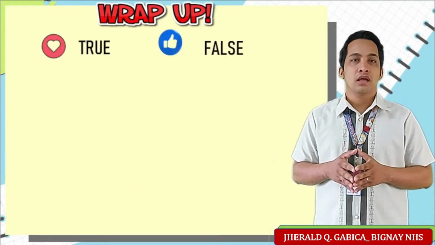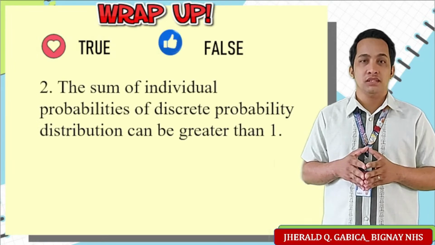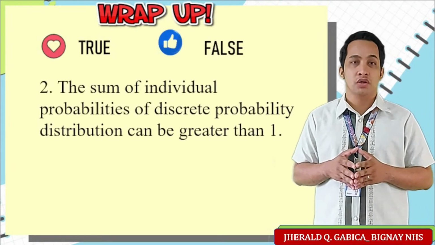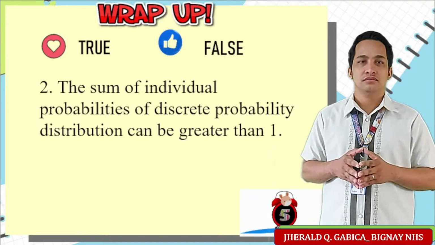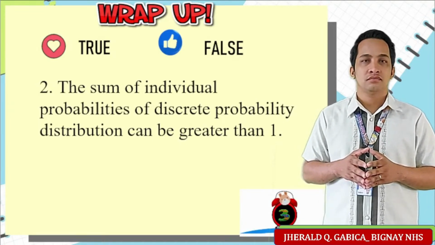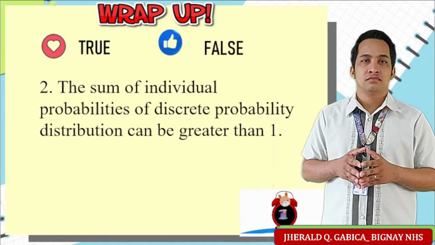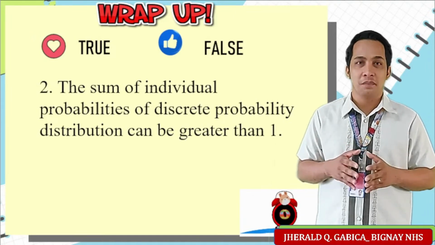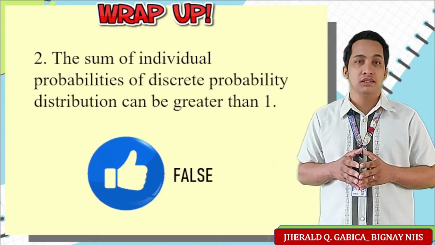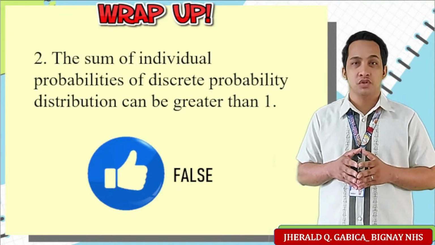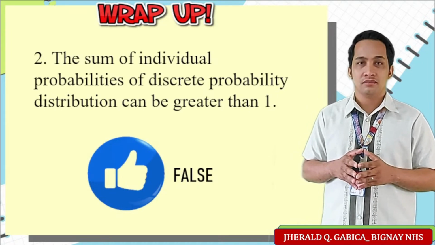Number 2. The sum of individual probabilities of discrete probability distribution can be greater than 1. 5 seconds. Go. 5, 4, 3, 2, 1. Time's up. The correct icon is like because the sum of individual probabilities of discrete probability distribution is exactly 1.